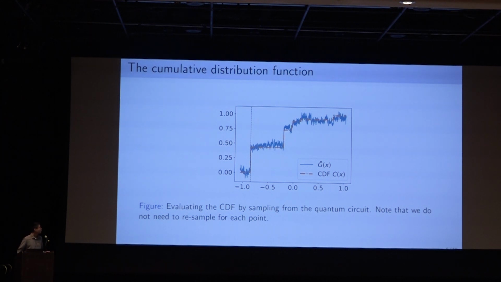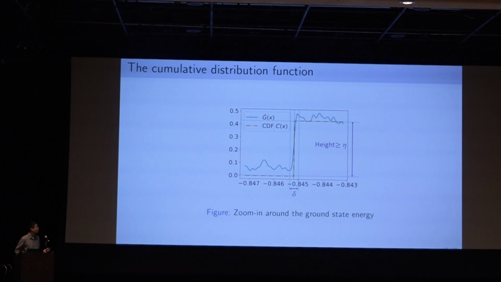And we can zoom in around the ground state energy. Here is where the ground state energy is. You can see the exact CDF takes a jump, but the approximate CDF has a smooth transition from zero to something that is lower by theta, although this smooth transition is pretty steep. This transition happens in an interval of size delta, which roughly corresponds to the resolution of the algorithm.